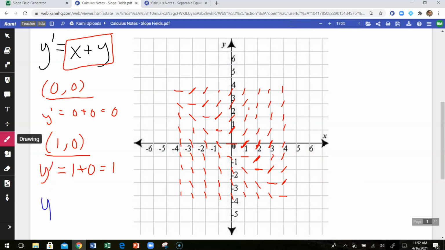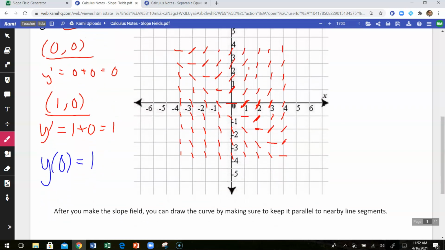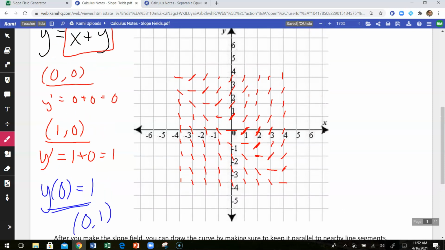Okay, so now we're going to look at that initial value problem. So that initial value problem said y of 0 equals 1. So what that tells me is that I want to incorporate the point 0, 1. So where's that? That's right here. If I wanted to represent the single solution to this differential equation where I go through the point 0, 1, I have to follow these hash marks to make my graph.